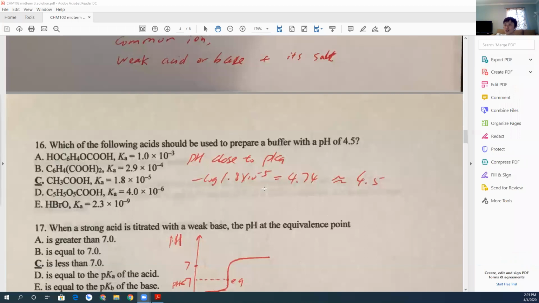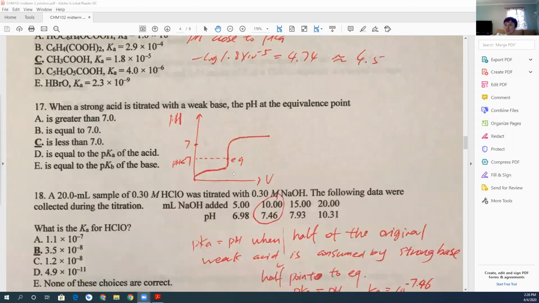Number 16, which one of the following should be used to prepare a buffer with a pH of 4.5? When we select the buffer, remember there are a few rules that we need to follow. The first rule is that we want the pKa close to the desired pH. So we want a pH of 4.5, so we see which acid has a pKa value close to that. Acetic acid has a pKa of 4.74, which is close to the desired pH. So we pick C.